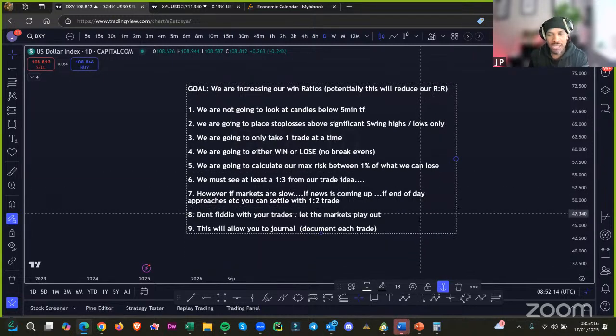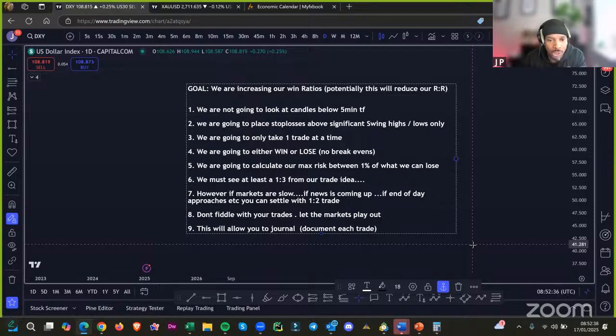But when you're taking one trade at a time, which may mean you took 2 trades in a day, maybe your trade plays out wicked and everything's going good. May mean you take 2, but you're not going to be taking 10 trades in a day when you're placing your stops above swing highs and you're letting them play out. It's unlikely you're taking 10 trades in a day. So you can journal them.